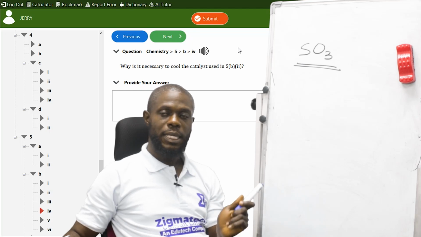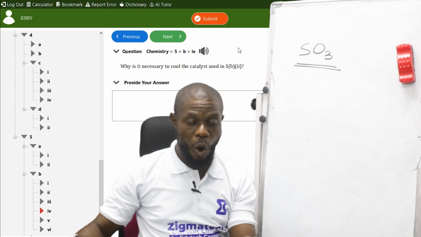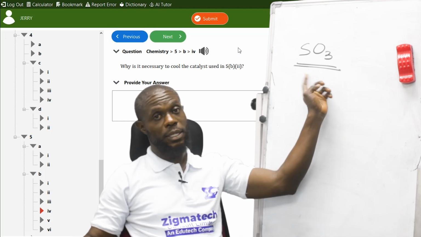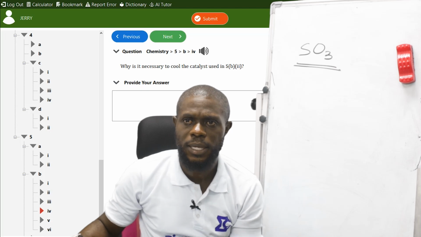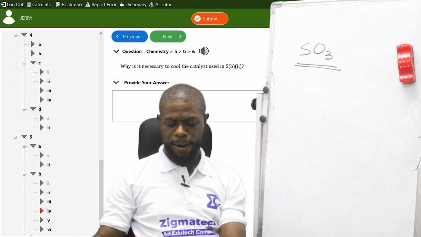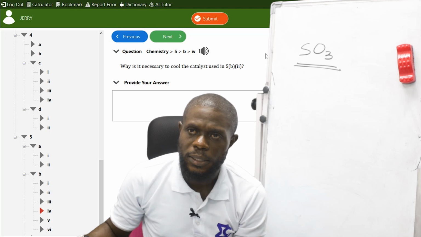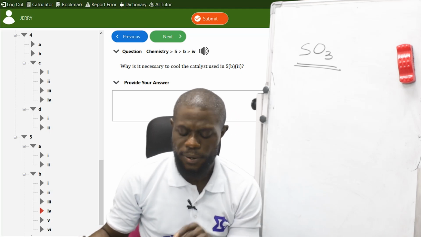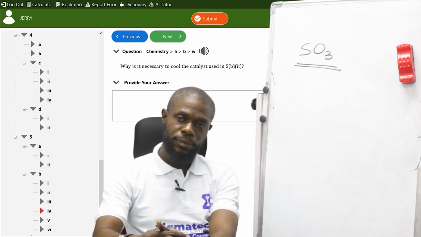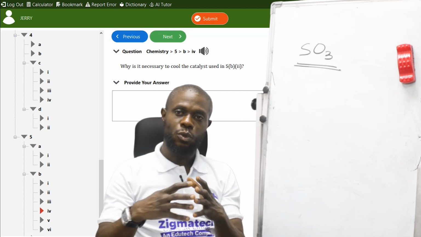I said it is used to favor the formation of more product, and this is the product that is formed. The next question says, why is it necessary to cool the catalyst used in 5BII? Why is it necessary to cool it?